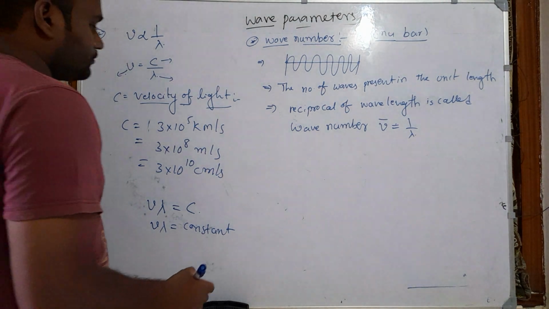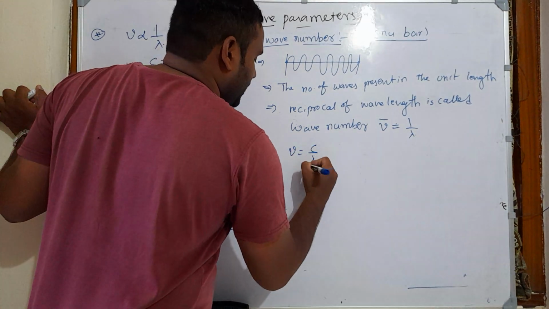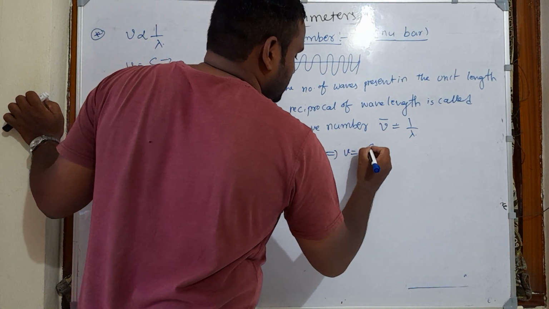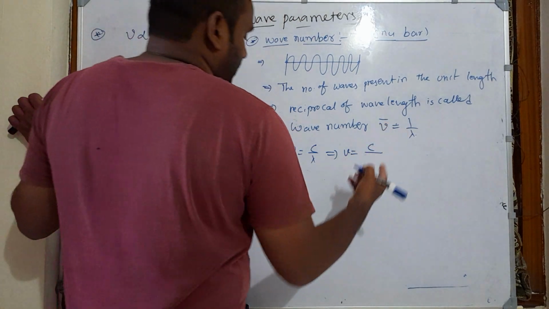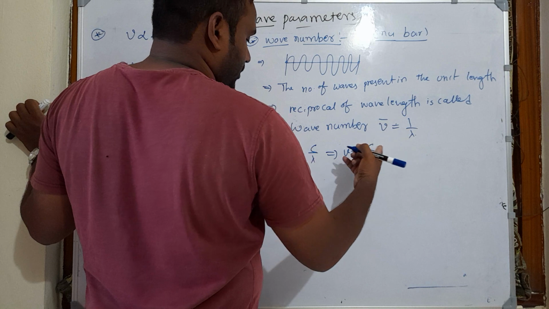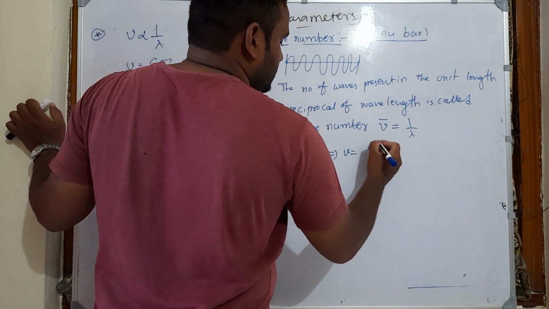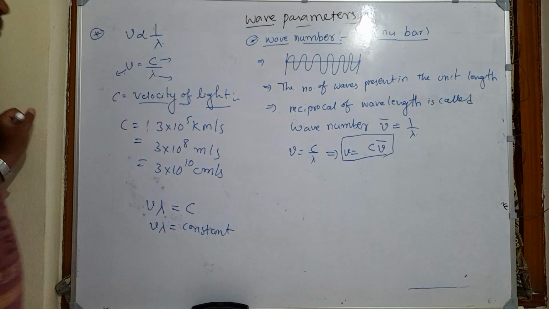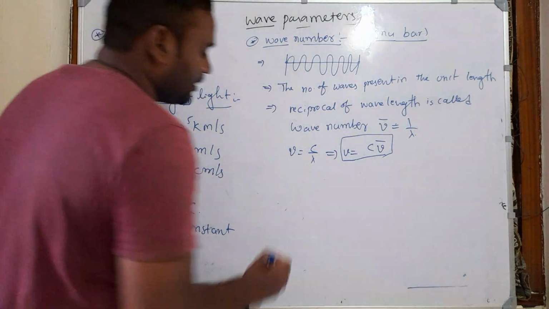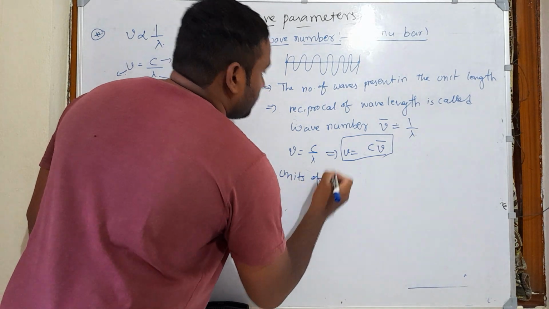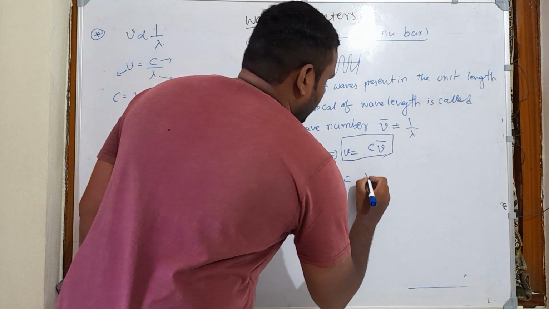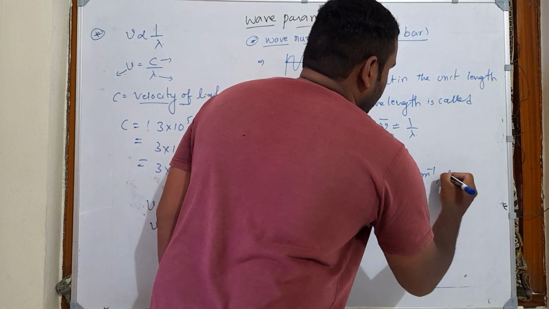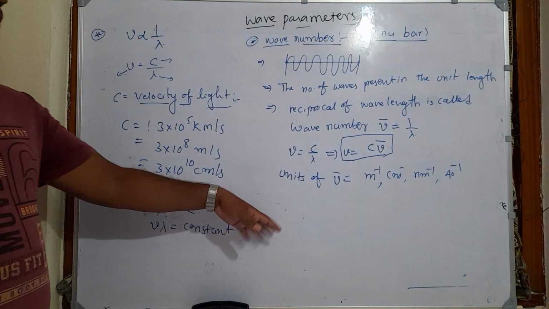We already know nu is equal to c by lambda. Since 1 by lambda is nu bar, we can substitute it, so nu is equal to c nu bar. This is also a relation we use to calculate numerical values. The units of wave number are meter inverse, per centimeter, per nanometer, per angstrom, etc.